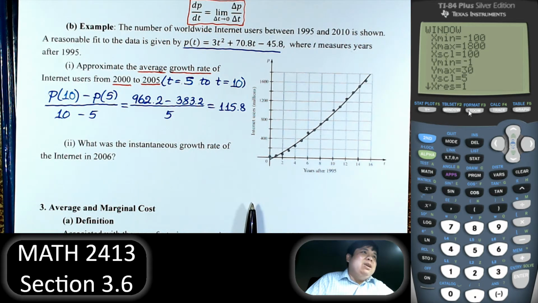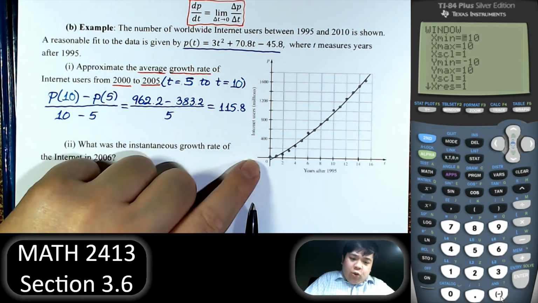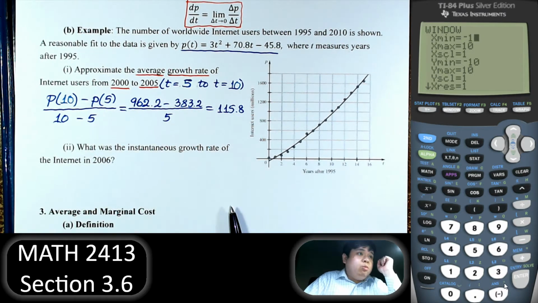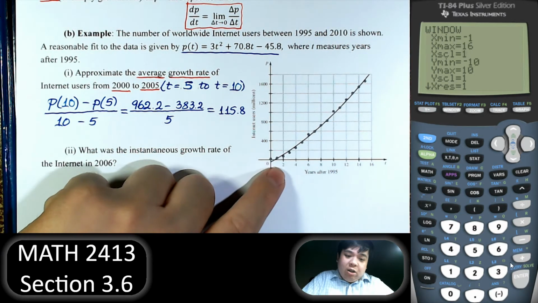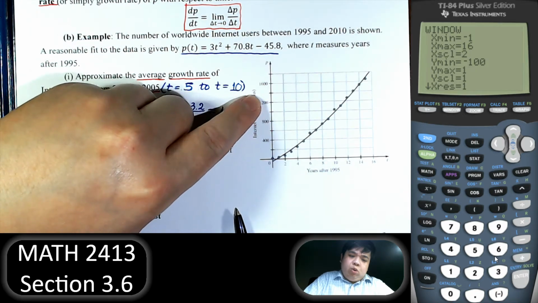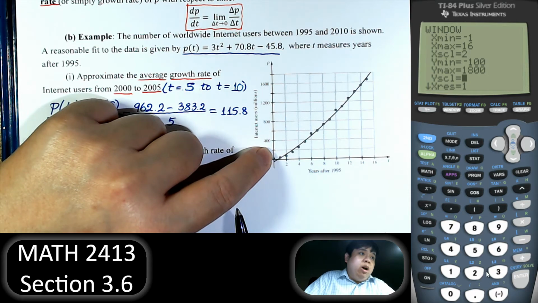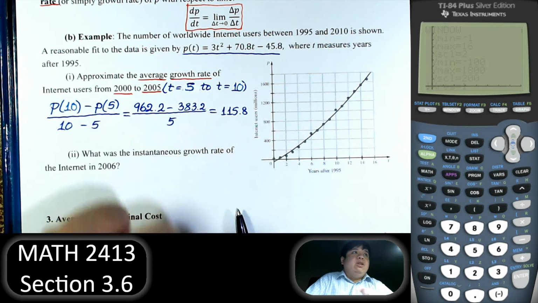Never mind. Okay. If you want to get back to the standard, here's zoom number 6. But still, that's not what we want. Again, window, X, let's go from -1 to 16 here. And in this case, one tick for 2 years. So every 2 years, they are marked. Y, let's go from -100 to 1800, and one mark equivalent to 200. Right, let's see the graph.